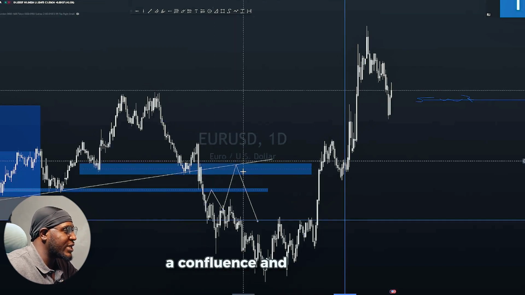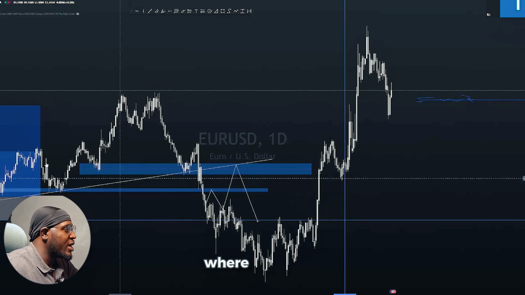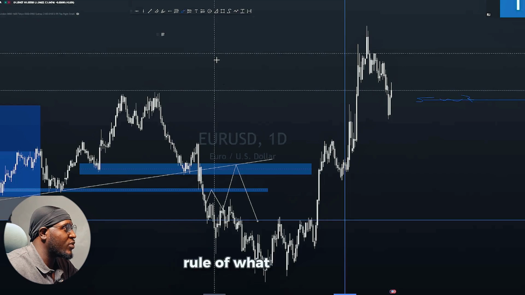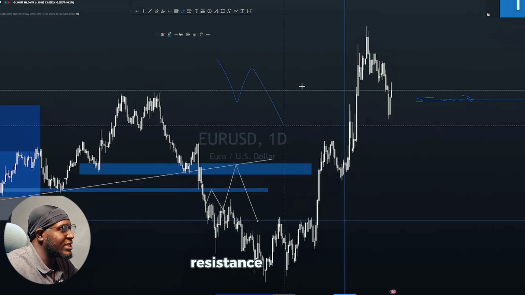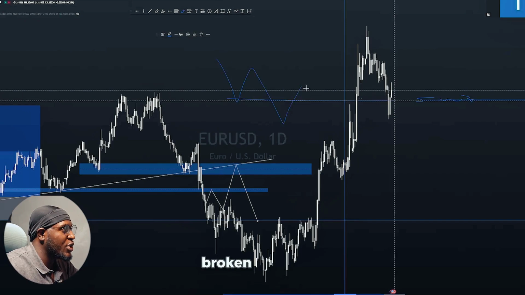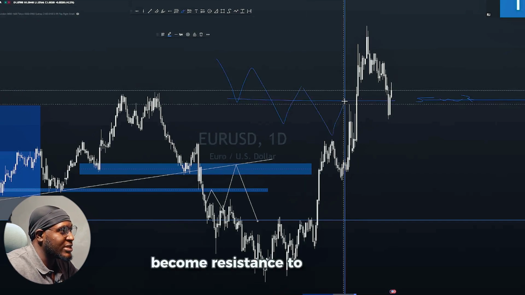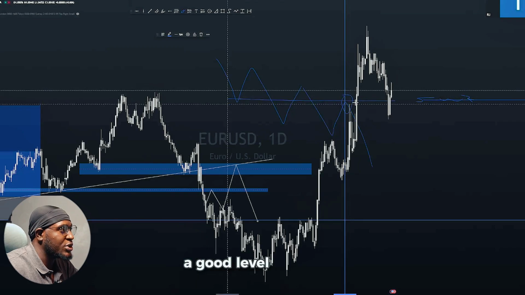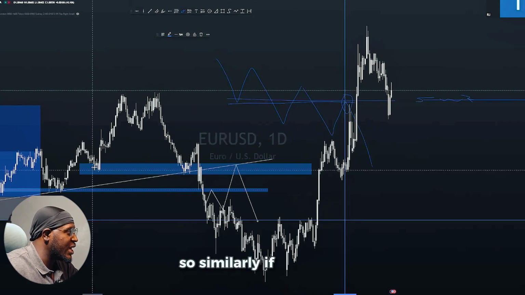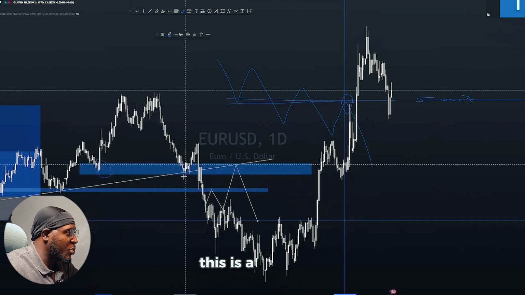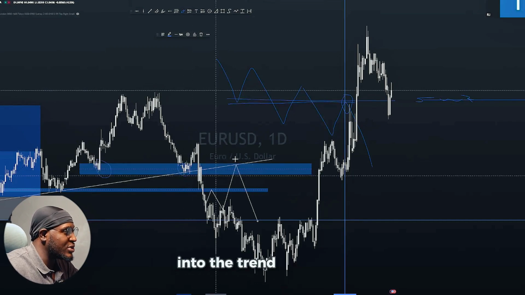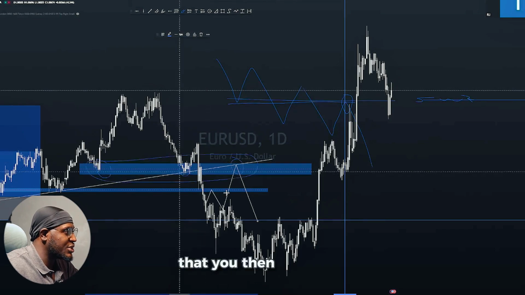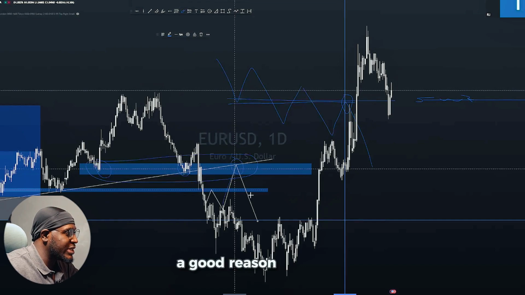So now there's a confluence and a case study where support needs to become resistance, which also aligns with the basic rule of drawing your support and your resistance, where we say when support is broken, support needs to become resistance, to solidify and prove that it is now a good level to sell from. So similarly, if this is a support level, when prices come back into the trend line, it needs to align to build the confluence so that you then have what? A good reason to sell off.